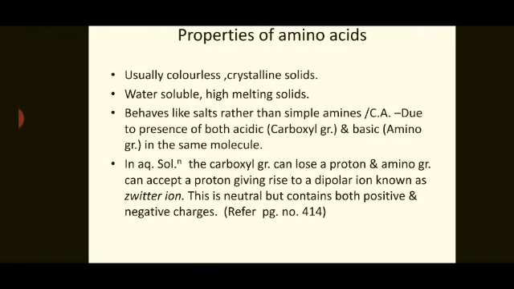When they are dissolved in water, that is in aqueous solution, the carboxyl group can lose a proton, that is it gives an H+ ion, and the amino group accepts a proton, giving rise to a dipolar ion. Di means two, polar means charges. So here one becomes positive and another becomes negative. Such a dipolar ion is known as a Zwitter ion. This Zwitter ion is neutral but contains both positive and negative charges.